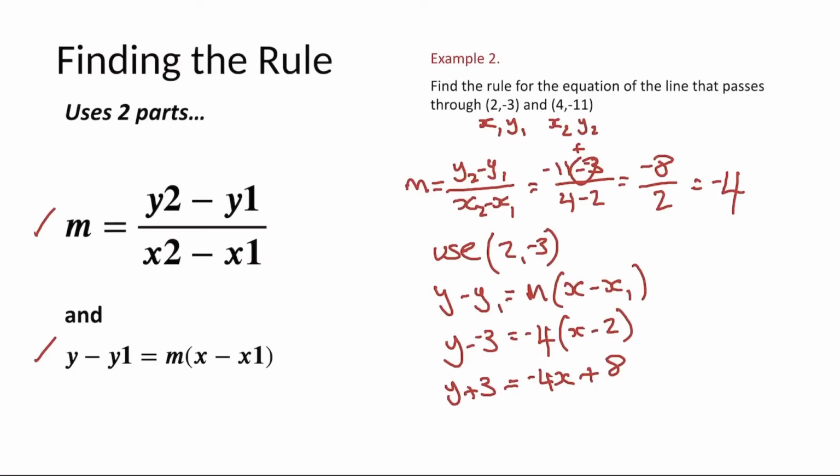All right, all we need to do is get rid of that pesky 3 that's on the other side. And we're going to get rid of the plus 3, obviously we do a minus 3 on the other side. So we're left with y equals negative 4x. Now 8 minus 3 is just positive 5. And there we have our equation.